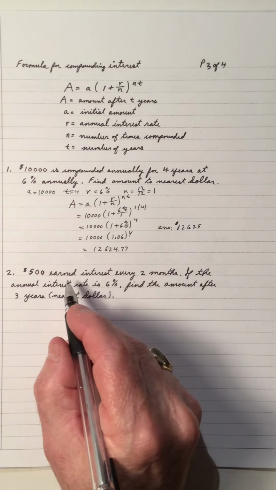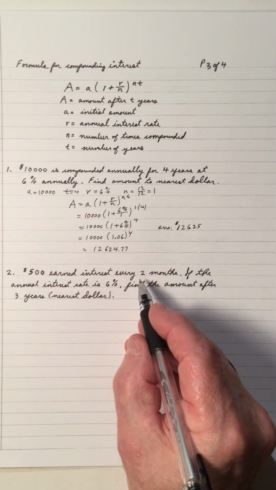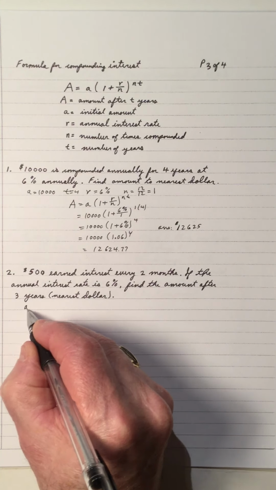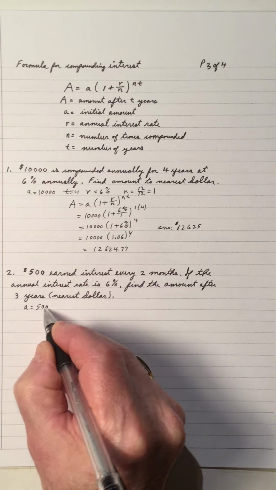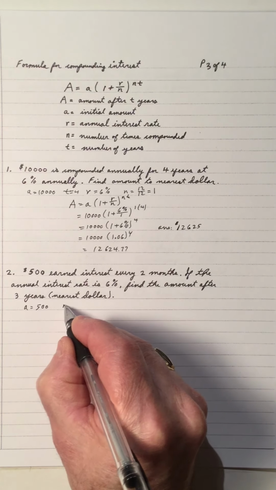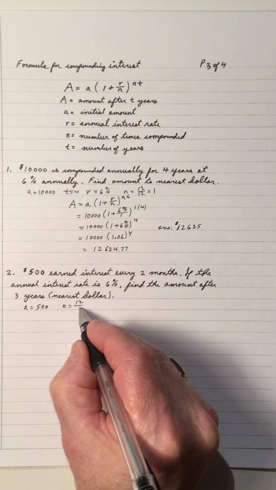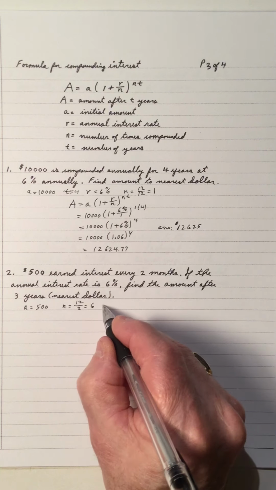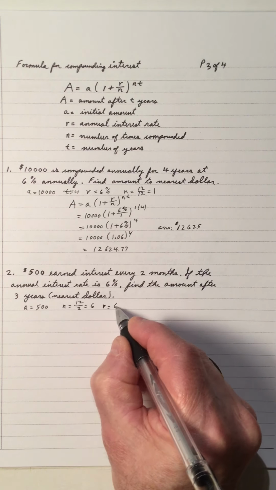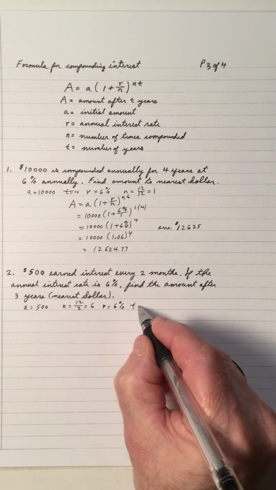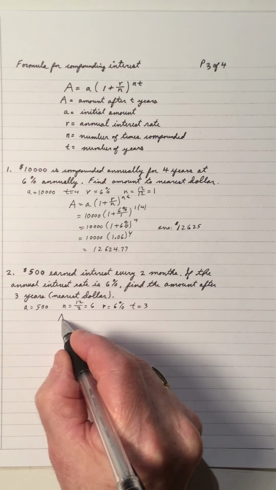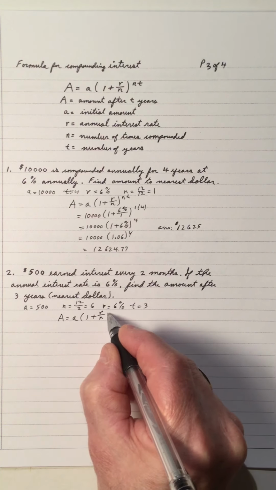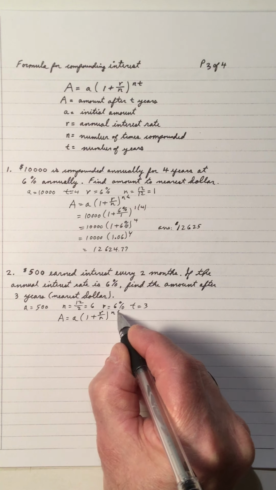And let's try another one. We have $500 that earns interest every 2 months. If the annual interest is 6%, find the amount after 3 years. So again, we have a to be $500. It's every 2 months, so n is 12 months, and every 2 months, so it's going to happen 6 times. The annual rate is 6%, and the time is 3 years. So the formula, large A, small a, 1 plus the rate divided by n, to the nt.